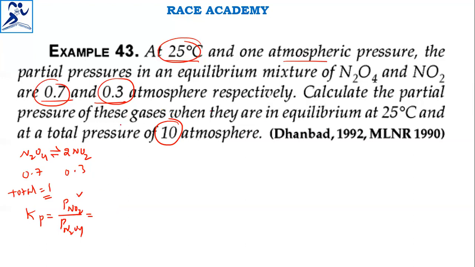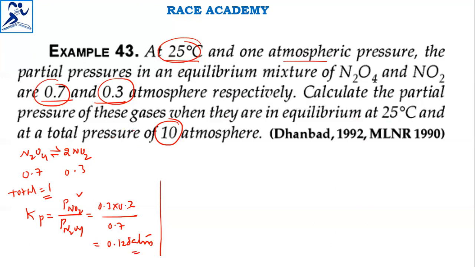0.3 whole square, 0.3 into 0.3, by partial pressure of N2O4 is 0.7. And this simplification is coming 0.128 atmospheres. Kp value, we are getting 0.128 atmospheres. Calculate the partial pressure of these gases when they are in equilibrium at 25 degrees Celsius and at a total pressure of 10 atmospheres. These things they are telling.